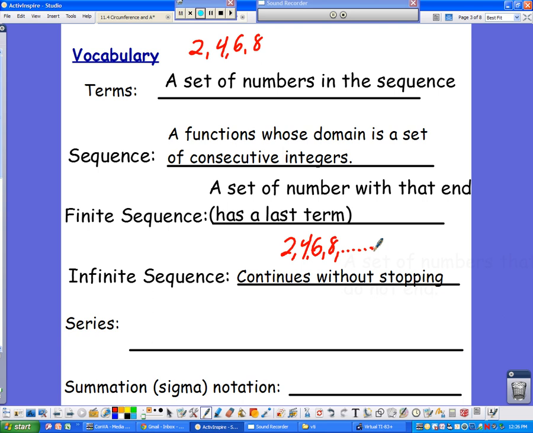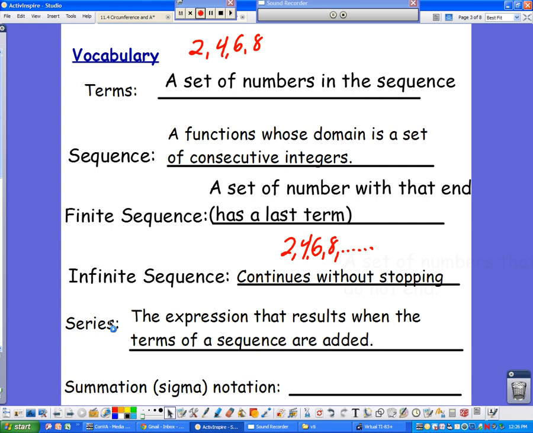Okay. A series is basically whenever you take a sequence, and we're only going to be worried about finite sequences for this unit, and you find the sum. That's really all we're worried about, finding the sum. So we're going to add all the numbers up. And the nice thing is there are some formulas for some of them that we can actually use. So that's nice. And then summation.